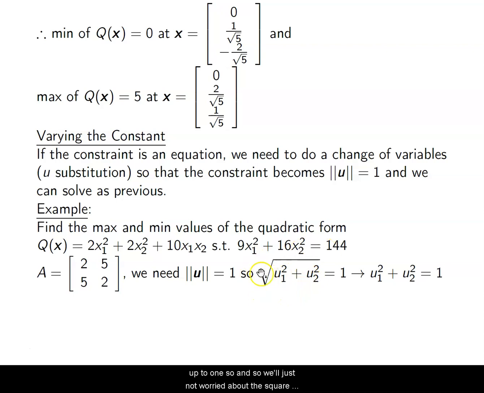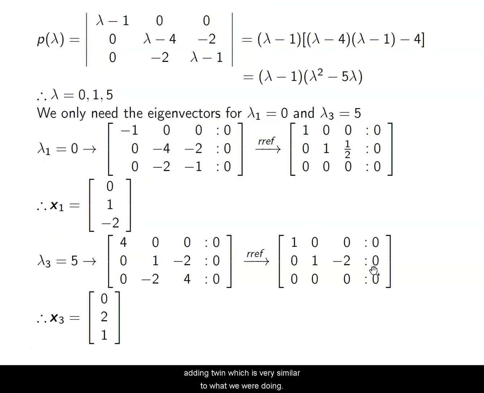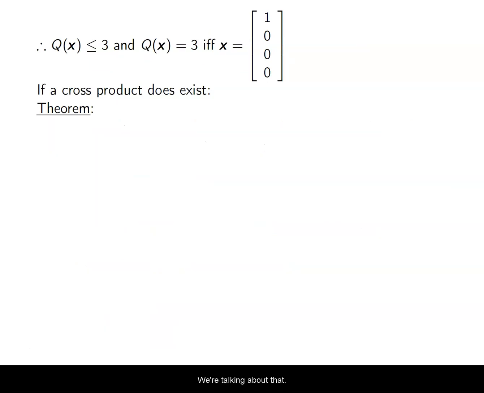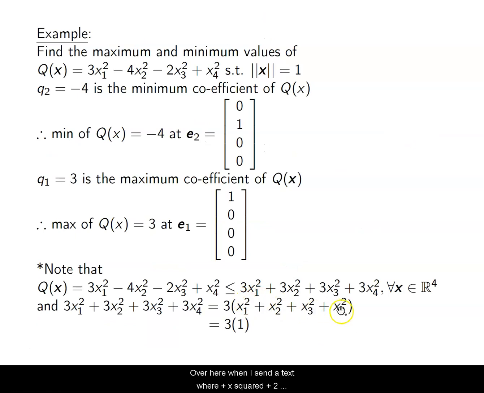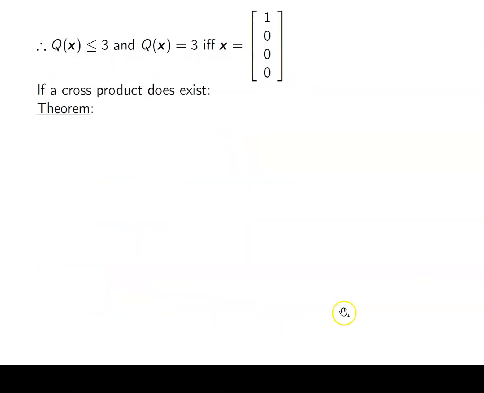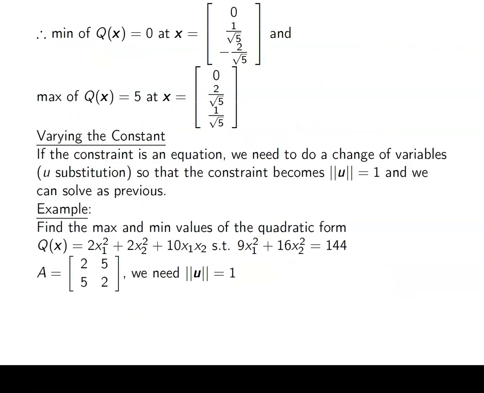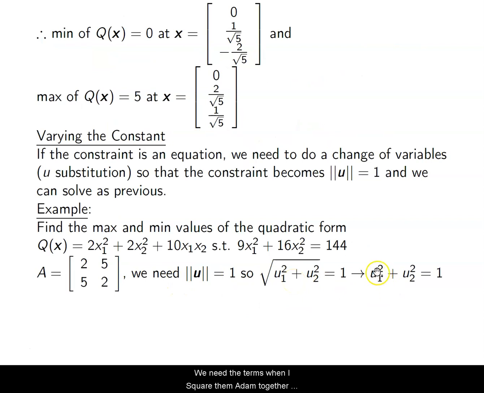So we'll just not worry about the square root term and just worry about the two square terms adding to 1, which is very similar to what we were doing over here, when I said that x1 squared plus x2 squared plus x3 squared plus x4 squared has to add up to 1. That's because if I take the square root of this to get out a 1, this has to add up to 1, right? So we don't have to worry about the square root part. We just need the terms, when I square them and add them together, to add up to 1, right? That's really the necessity for this to get a length of 1, okay?